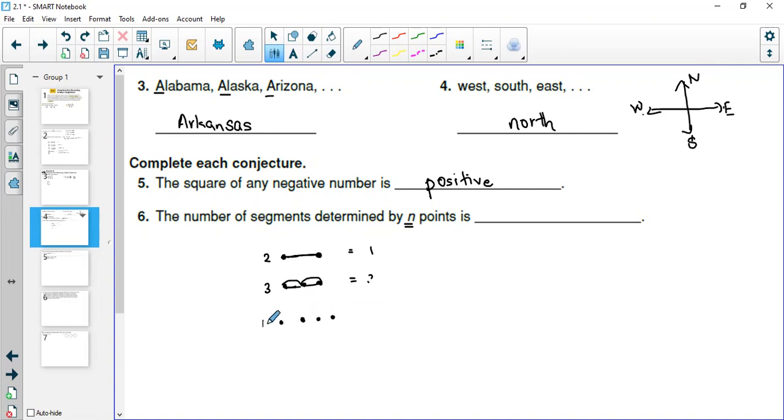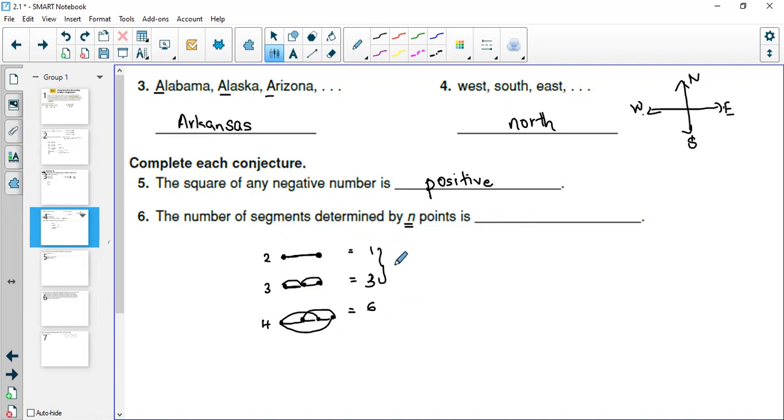So how many segments do I have? I have 4 points. 1, 2, 3 segments. Then this is the fourth one, this is the fifth one, and this is the sixth segment. So for 4 points, I have 6 segments. And for 3, how many did I have? 1, 2, and 3. Okay, so now let's establish a relationship between these two. Now, the number of segments determined by n endpoints is what? We need to find a formula or something, what's the relationship between these two?